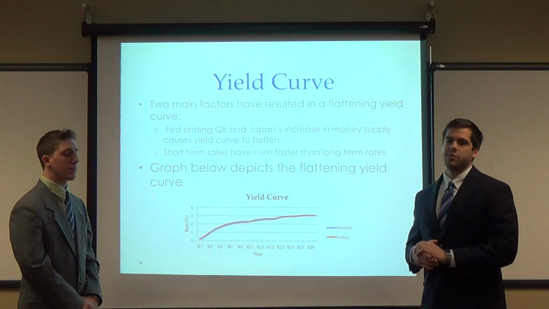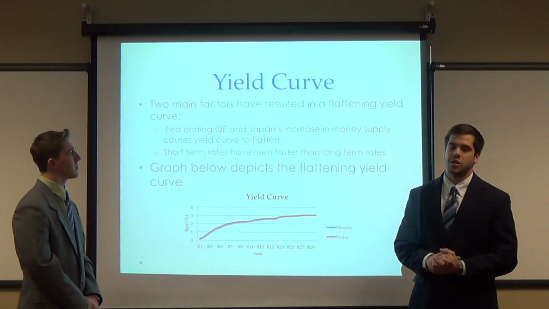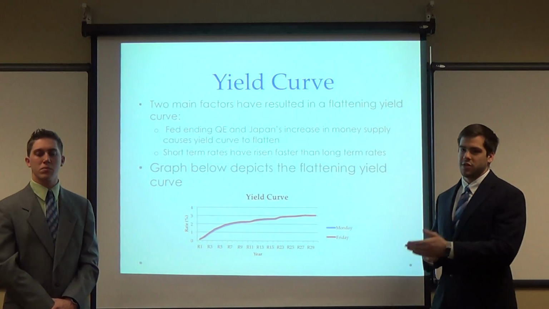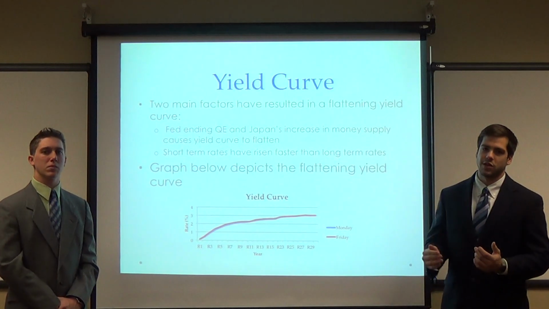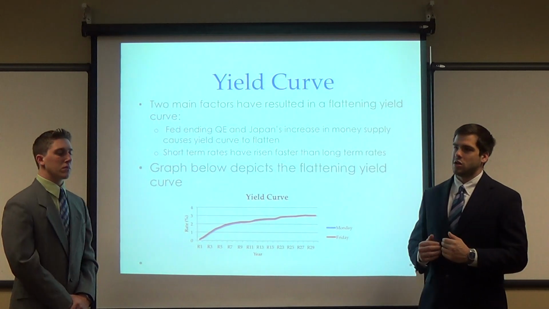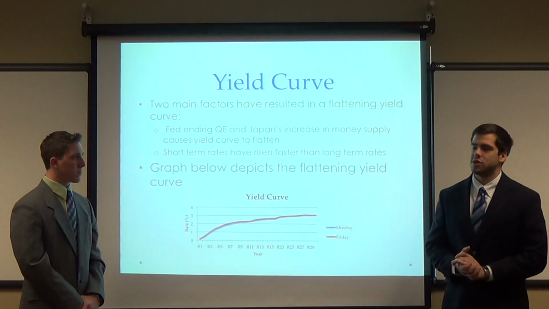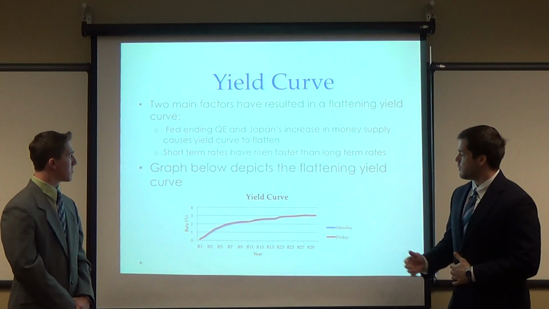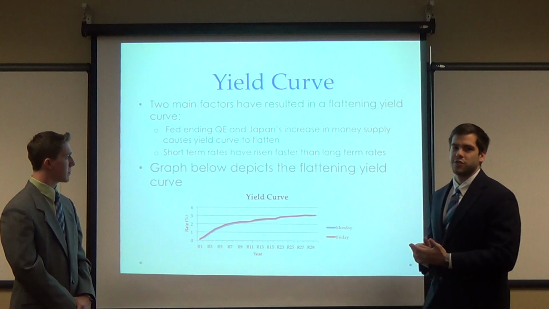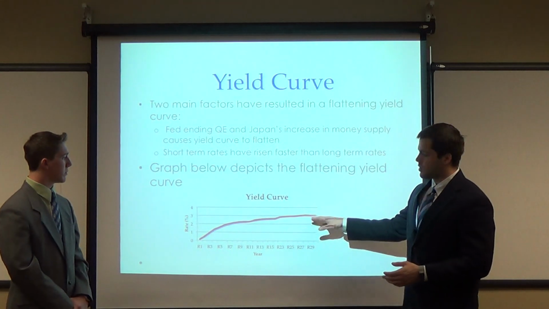So throughout the week, there have been two main things that have caused the yield curve to flatten. The Fed ending quantitative easing, which makes the investors move their money to long term, which will drop the rates, and then Japan's decision to increase their own money supply will ultimately cause a greater demand for U.S. securities and drop the rates. This yield curve graph depicts the yield curve throughout Monday through Friday and shows a flattening in the long term.